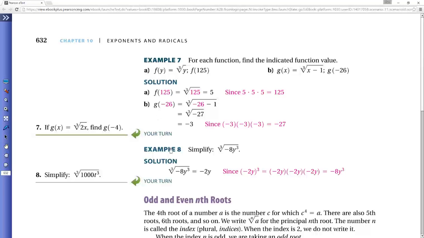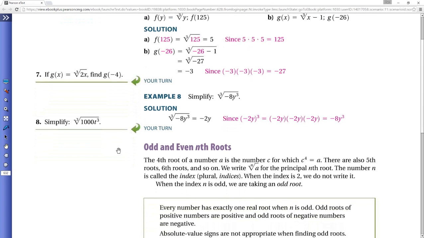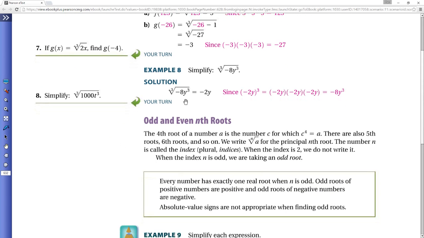Yes, signs do make a difference. Signs are a big deal, so don't think that having sign errors is not a problem. It comes to haunt you in a lot of different ways. Well, in this case, example 8, we have the cube root of -8y cubed, which is -2y cubed. So this cube root is -2y.